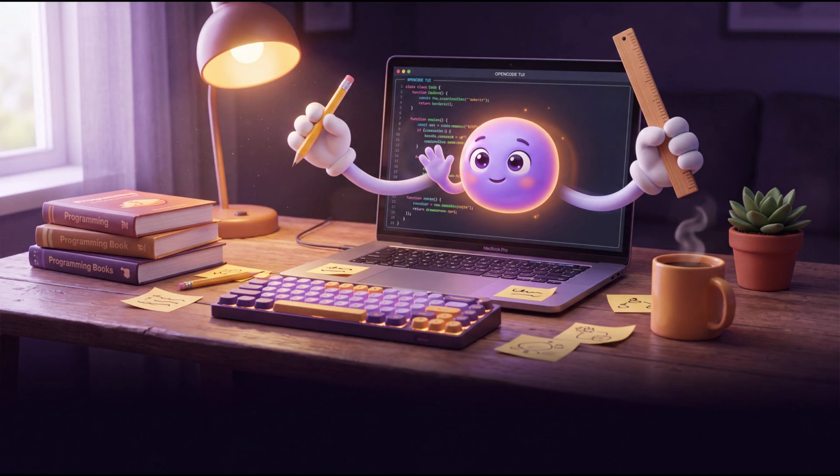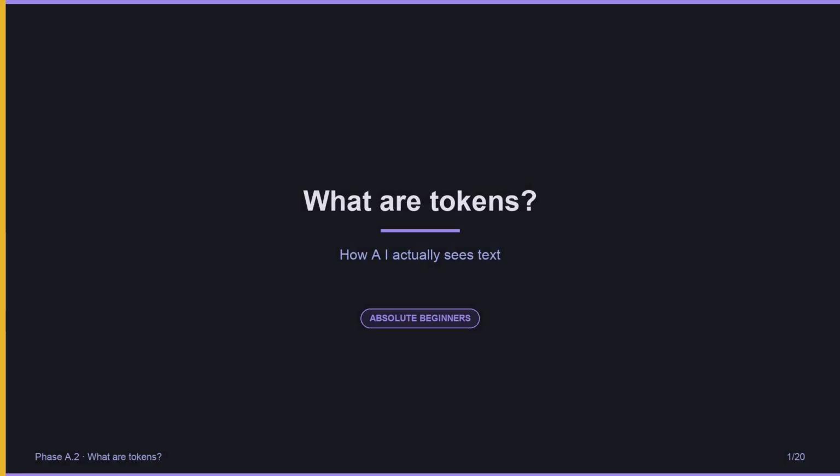Welcome back. Last lesson we met AI in the abstract. Today we open the box and look inside, at tokens. Here is the first surprise. AI does not read words. It reads something called tokens.